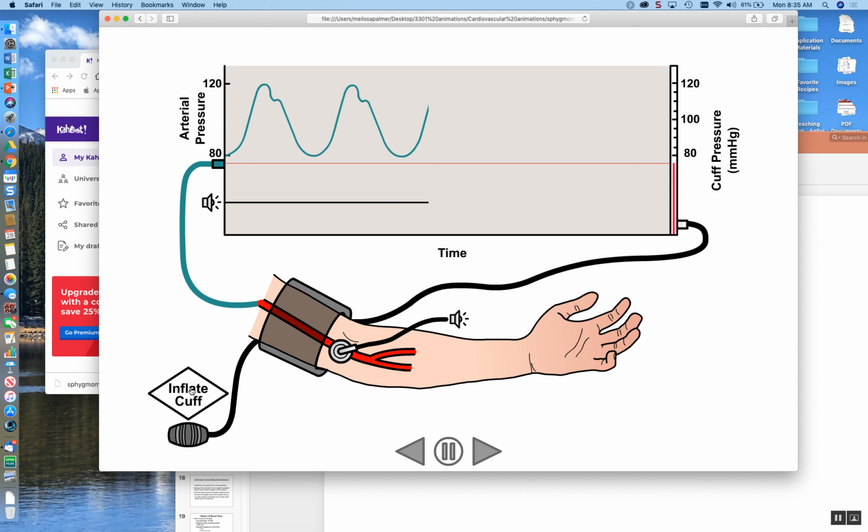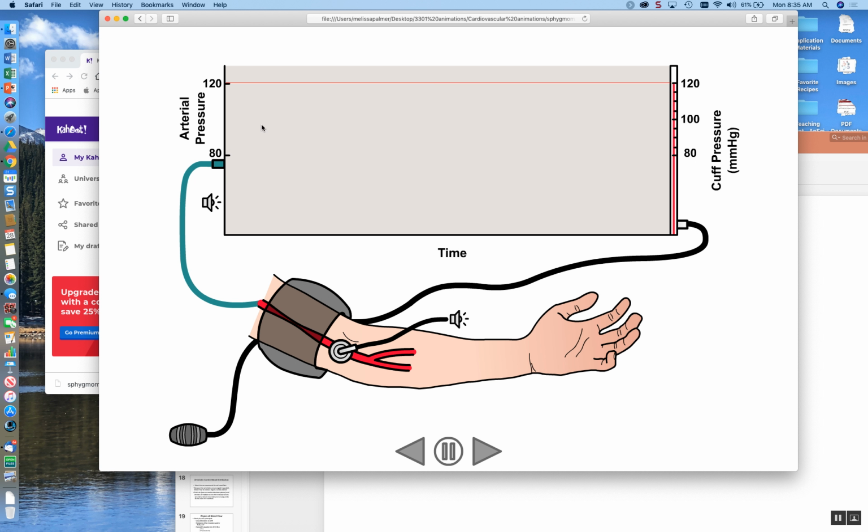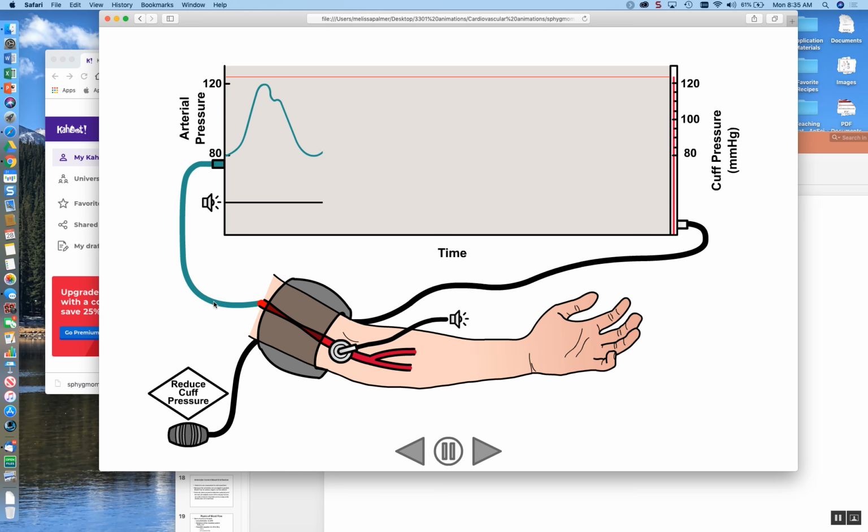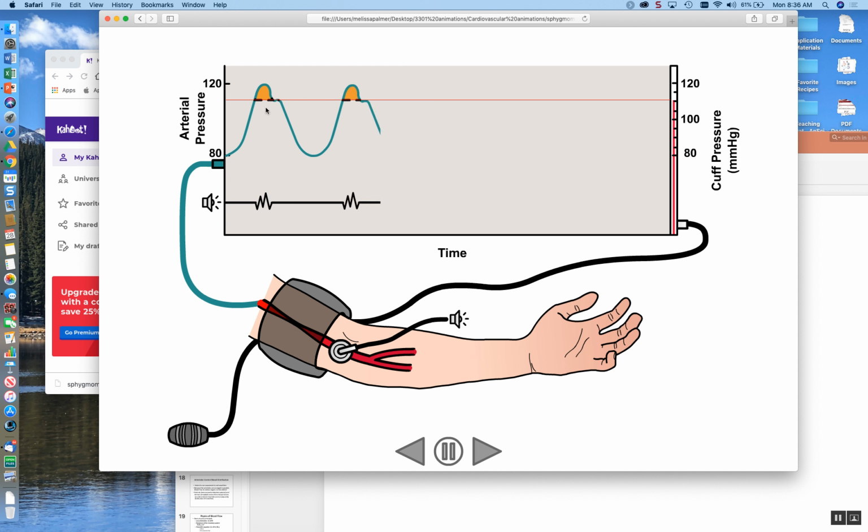You inflate the cuff, and you usually inflate it until the pressure is above any kind of systolic pressure. At first it's blocking the brachial artery, so there's no flow through the brachial artery. Then you reduce the cuff, and then you should be able to hear sounds here.